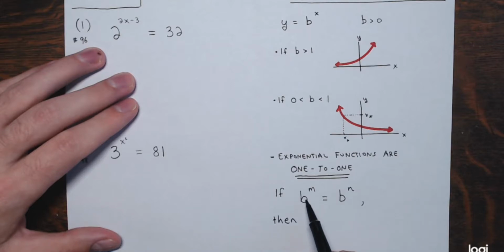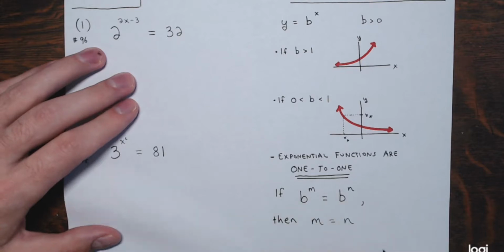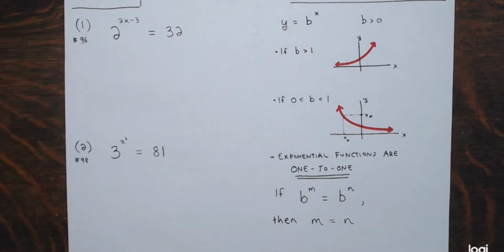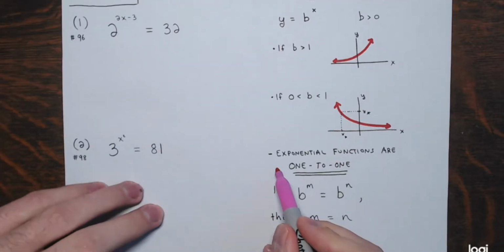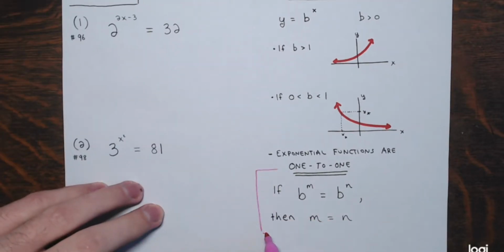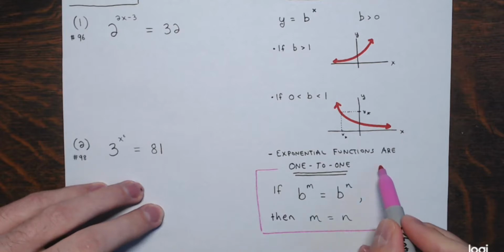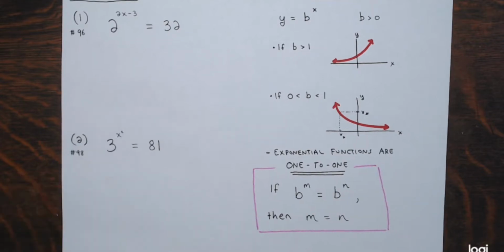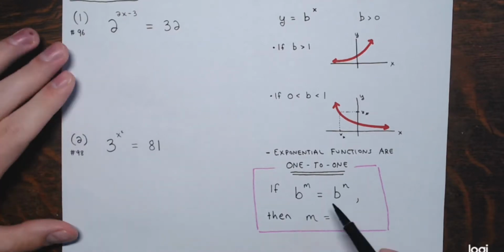So if b to the mth equals b to the nth, then m must be the same as n. Right? Those exponents must be the same. And I'll put this in a box. I'm going to be using this for the entirety of the video. This one-to-one property. Right? The one-to-one property for exponential functions. Alright, so that's going to be key.